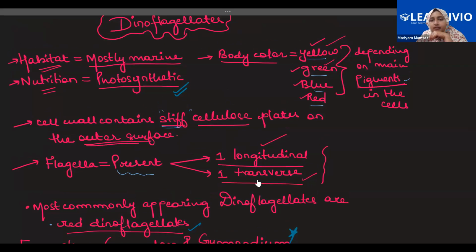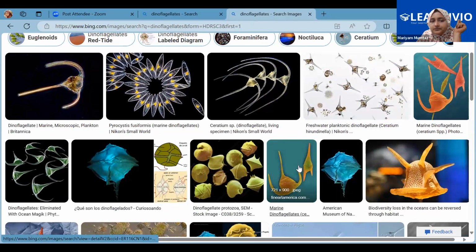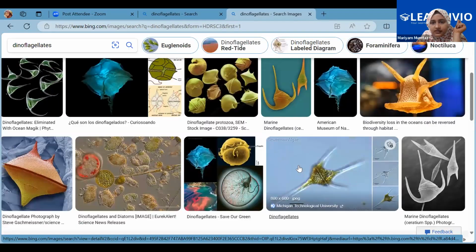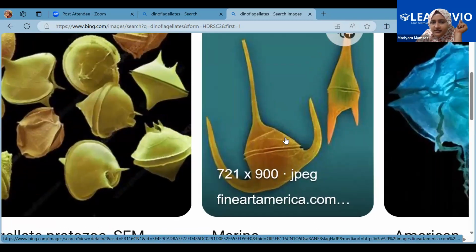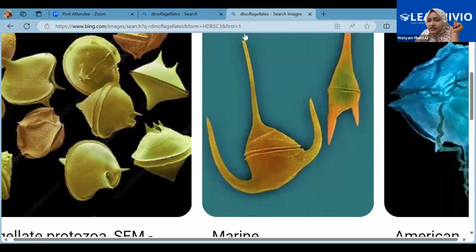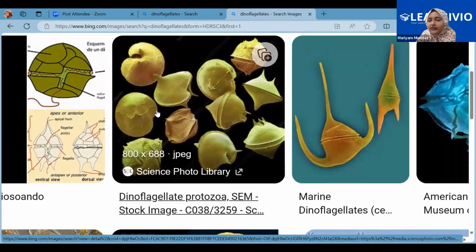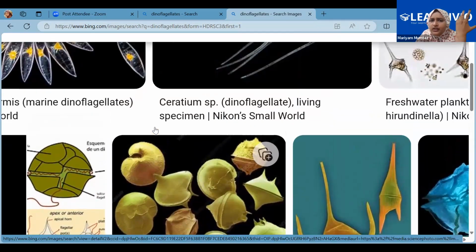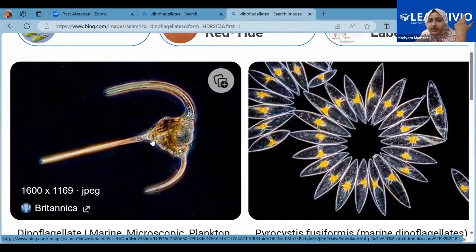Now see this. This is how the dinoflagellates look. Again, they are microscopic, so all of these pictures are from a microscope. If you look at this picture, do you see these long structures? These are the flagella. But they're not always wavy. As I told you, it's not necessary that they will be. I show it in a wavy form because mostly it is there in a wavy form, but it can be present normally also. All of these are the dinoflagellates.